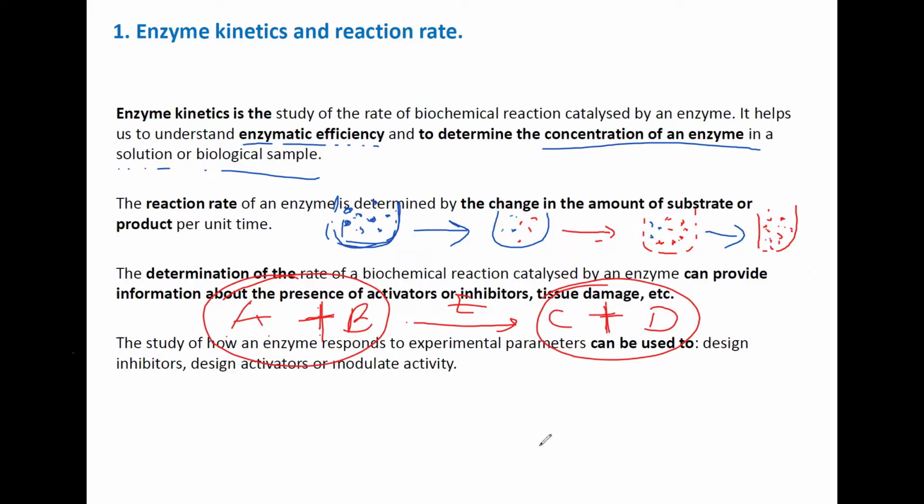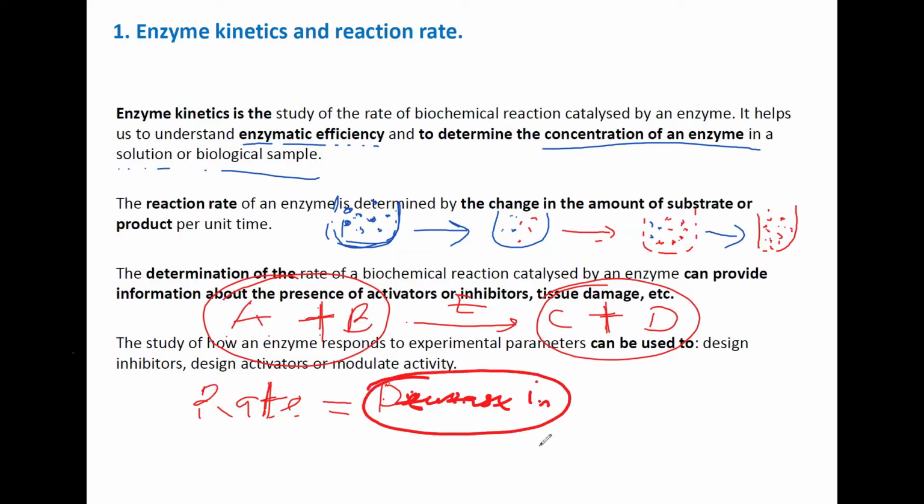If you now want to measure the rate of the reaction, we use a formula. It can be a decrease in the concentration of the substrate, or an increase in the concentration of the product. So it can be a decrease in concentration of the reactant, or an increase in the concentration of the product per unit time. And that is how we measure the rate of the reaction.